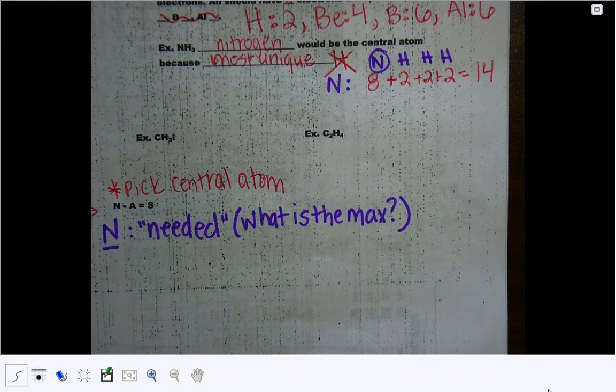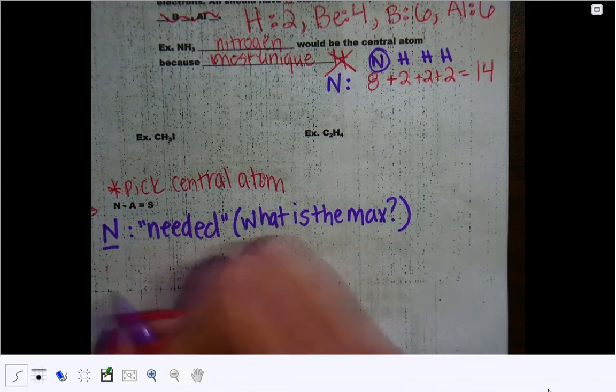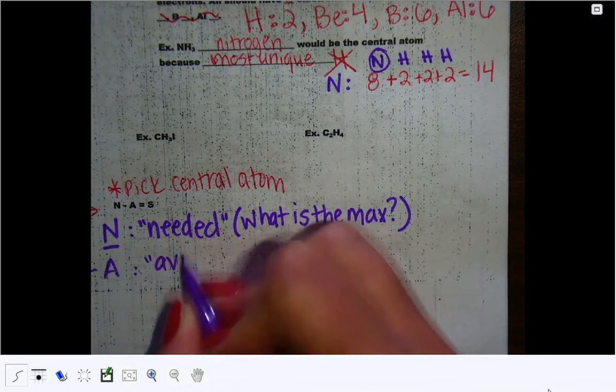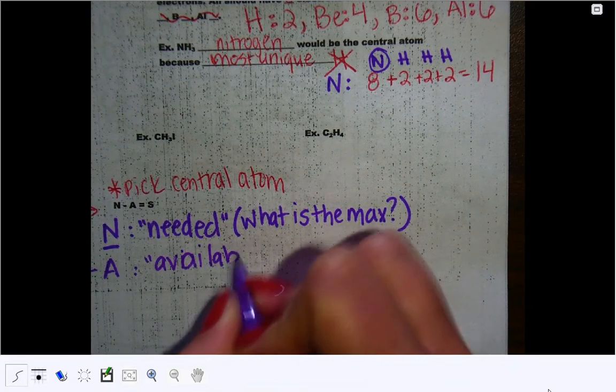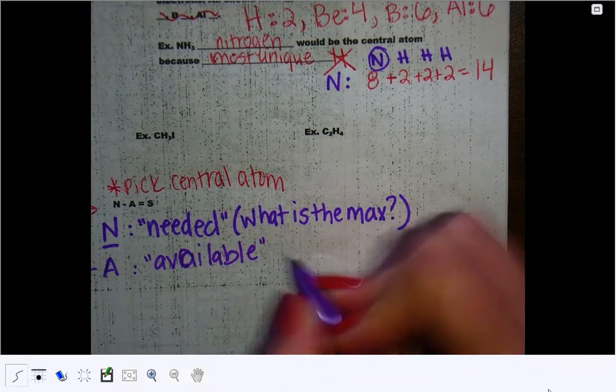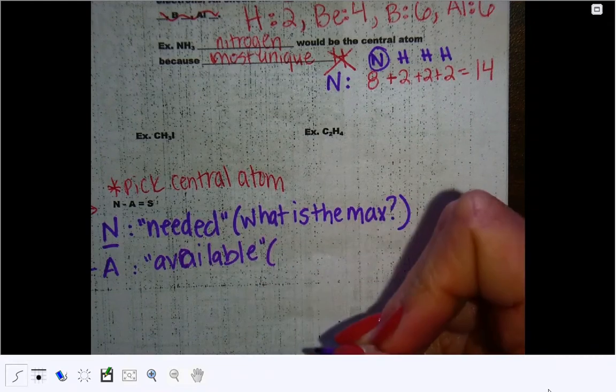Let me give you a second to write that in. Does anybody have any questions over the needed step? Okay. All right, so our next thing is A. A stands for available. What do you think that one is going to be? It has to do with electrons. How many what?